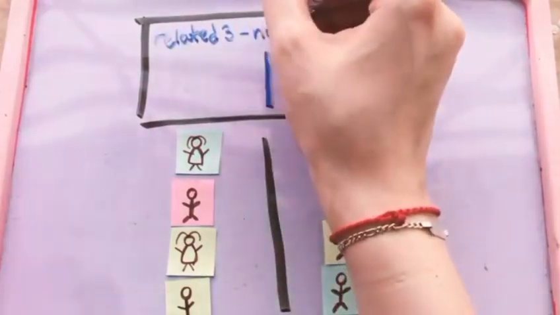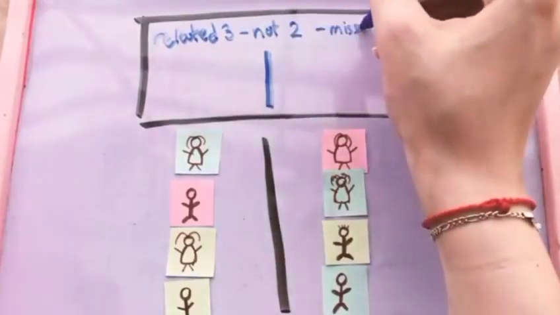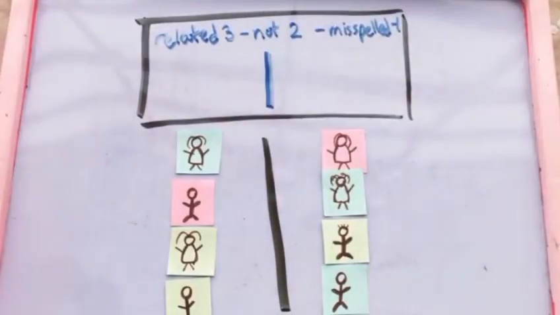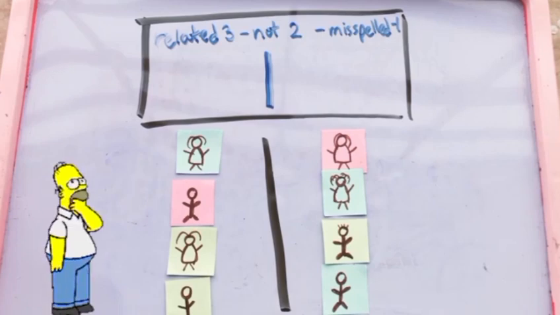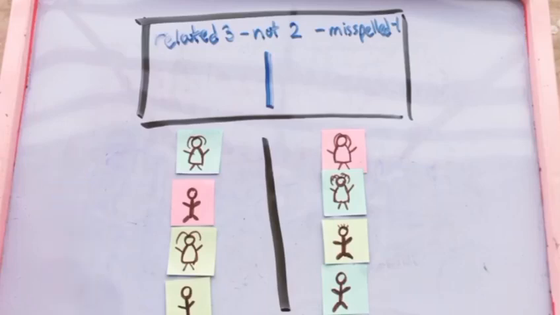Lesson related, 3 points. Not related, 2 points. Misspelled, minus one point. I like to give the students a couple of minutes to let them try to guess what the game is, and then I fully expose my game.